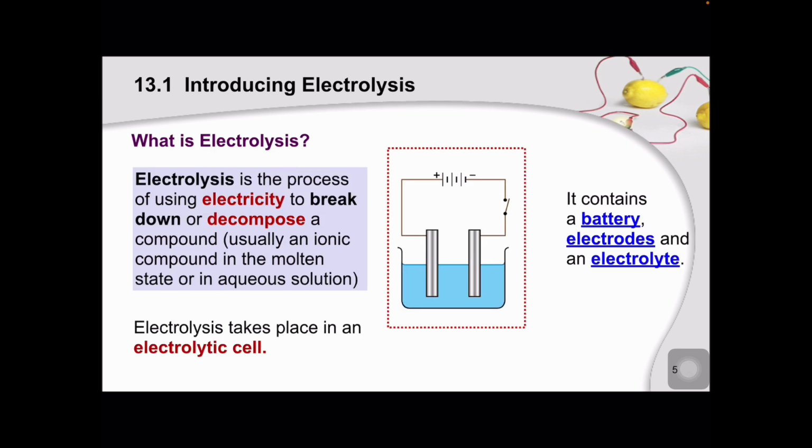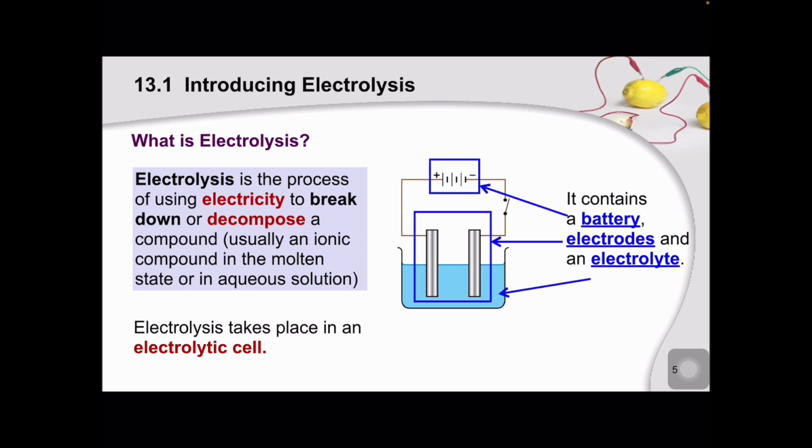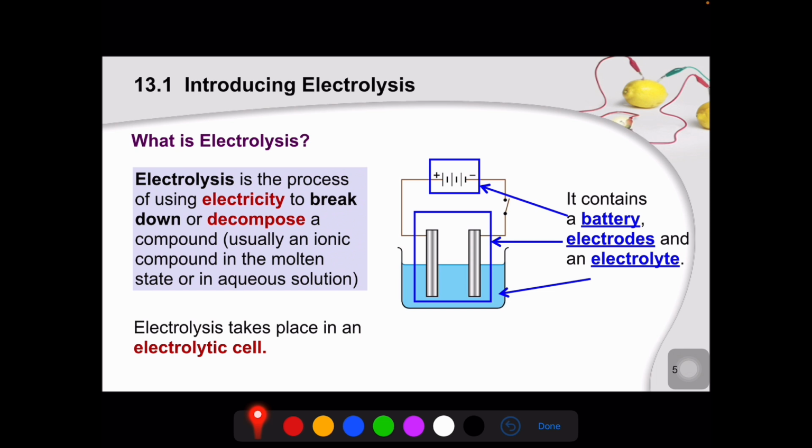First and foremost, what is electrolysis? Electrolysis refers to the process of using electricity to break down or decompose a compound. This is usually an ionic compound in a molten state or in aqueous solution. This entire process takes place in what we call an electrolytic cell. What you see on the screen on the right is an electrolytic cell, a setup that allows electrolysis to happen.